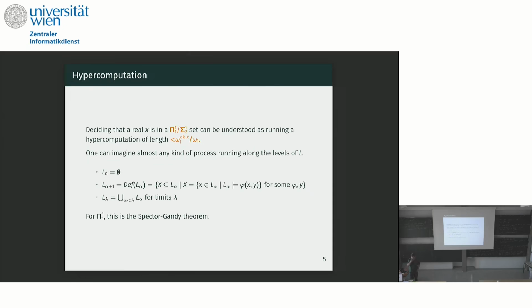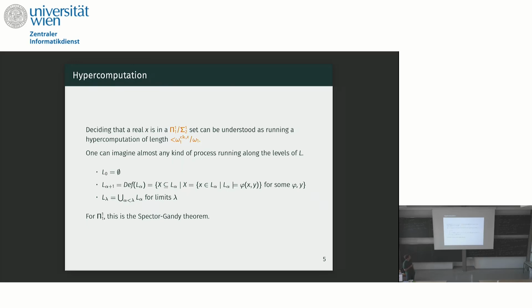All right, so the way many people think about pi 1 1 and sigma 1 2 sets is actually given by a computation. That's often very useful. So you can think of a pi 1 1 set as given by, so you have an input, a real, and you're trying to test whether it's in this pi 1 1 set. And so you can run this computation of length less than omega 1 CK relative to the input. Think of some kind of infinitely long computation. I'm going to explain in a second what it is. And every pi 1 1 set can be represented in this form.